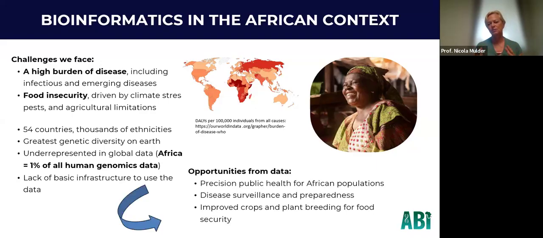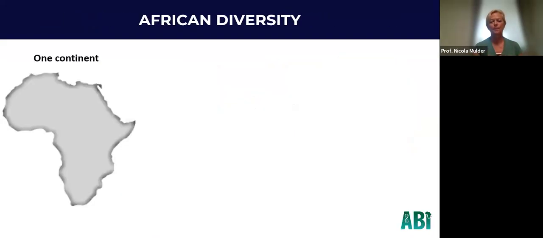So we have opportunities to use genomic and health data to drive precision public health. That means giving you the right treatment at the right time and being able to diagnose the disease very quickly, to do disease surveillance, and then obviously in other applications as well.